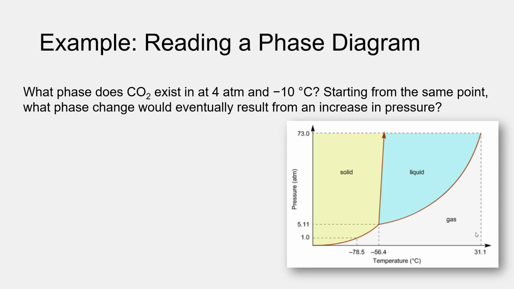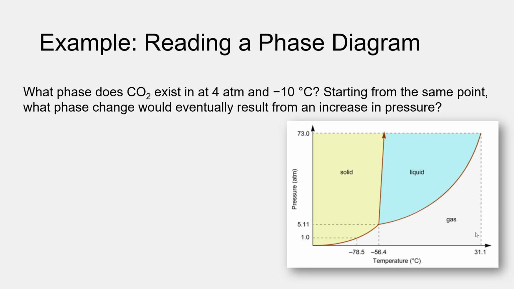Let's take a look at another example of how we can use a phase diagram to make predictions about the physical state of a pure chemical under different pressure and temperature conditions. This problem, which is similar to one of your Sapling homework problems, asks us to interpret the phase diagram of CO2, and the phase diagram of CO2 is shown in the bottom right-hand corner here.